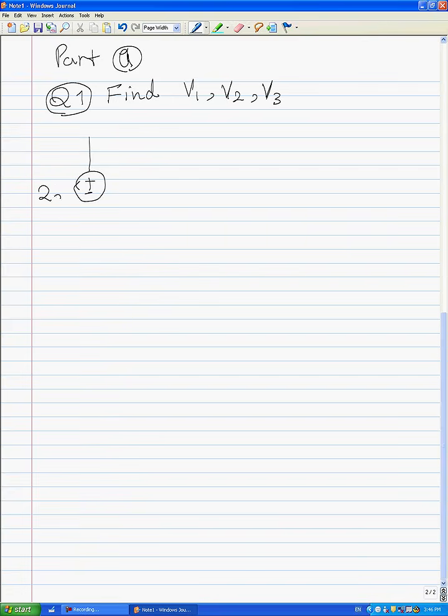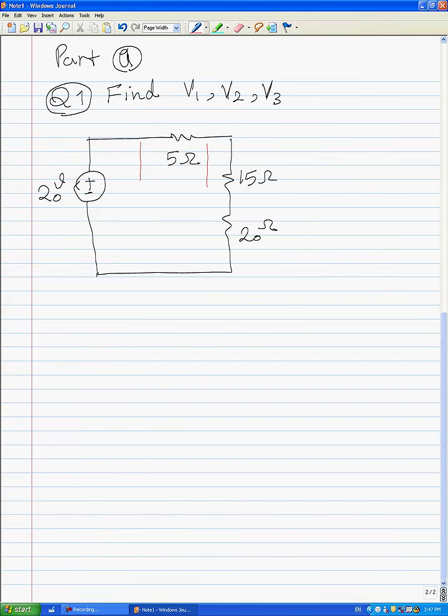We have 20 volts here, and we have 5 ohms, 15 ohms, and 20 ohms here. The goal is to find voltage here V1, voltage here V2, and voltage here V3.